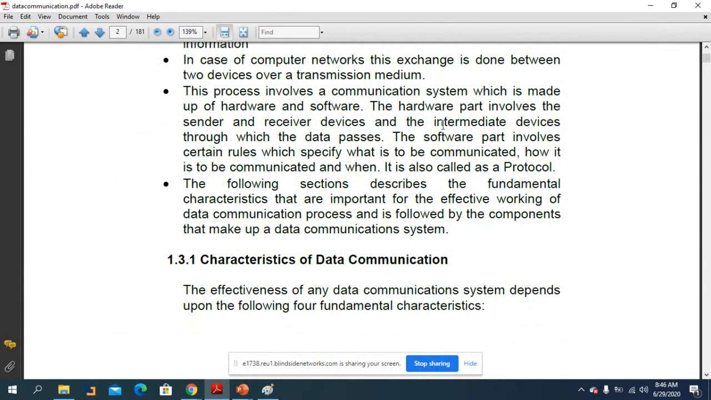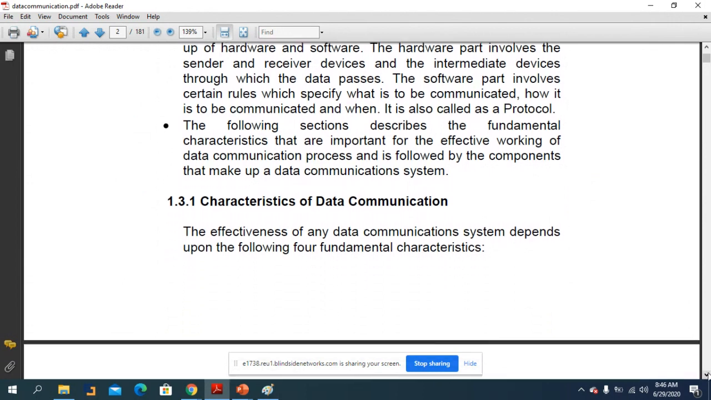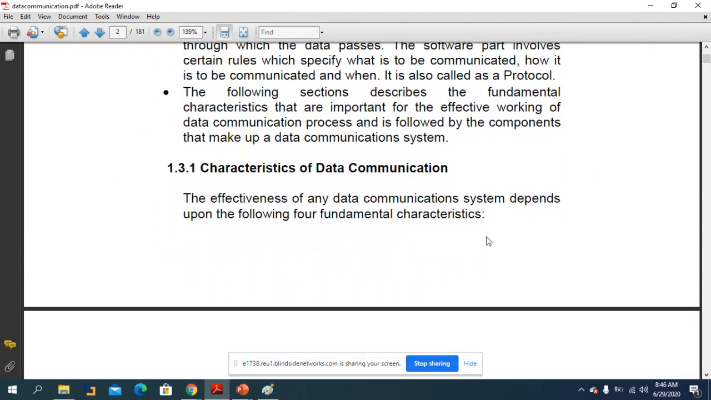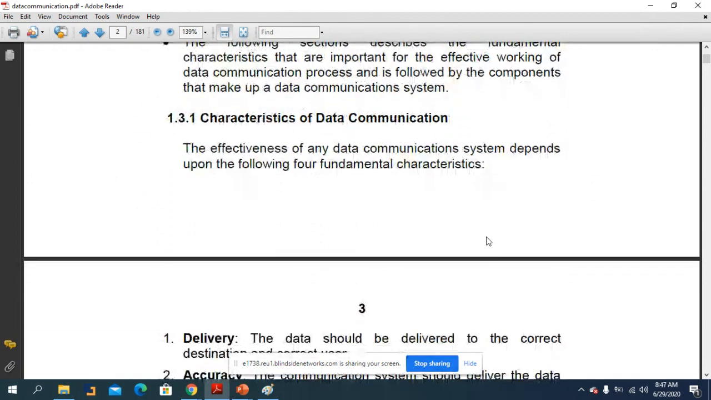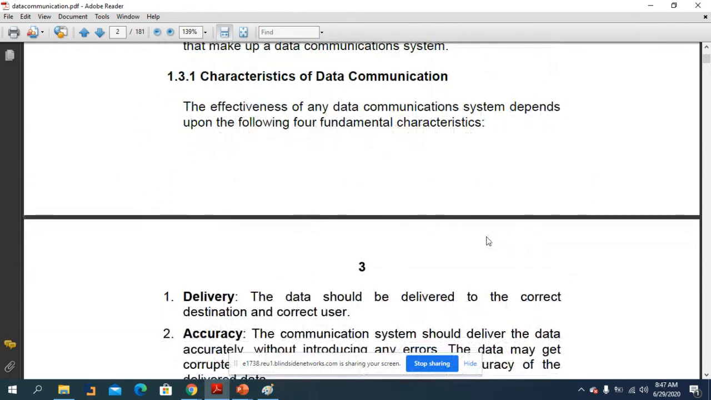The hardware part involves the sender and receiver and device, and the medium through which the data is processed. It involves certain rules which specify what they communicate and all that. So as we are communicating, remember the data is supposed to be converted, so you need some protocol. So we need to look at the characteristics of this. And one, I think we have looked at the characteristic delivery, because we are delivering it from point A to point B.